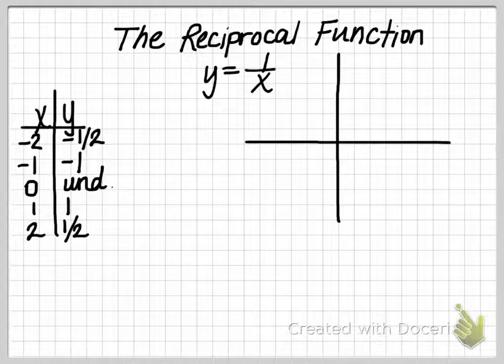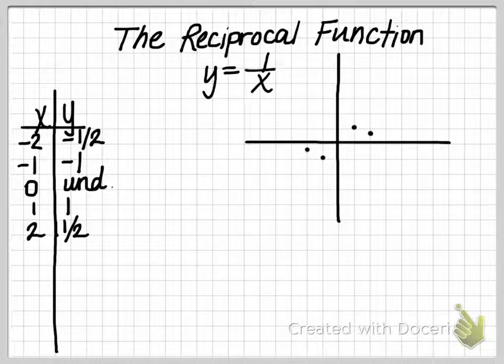So at -2, we have a y value of -1/2. At -1, we're at -1. 0 is undefined, and then we have +1, 1, and 2, 1/2. So right now we just have these 4 coordinates, which is clearly not enough to see what's happening graphically. What does this function look like? So we probably need to extend our table here.